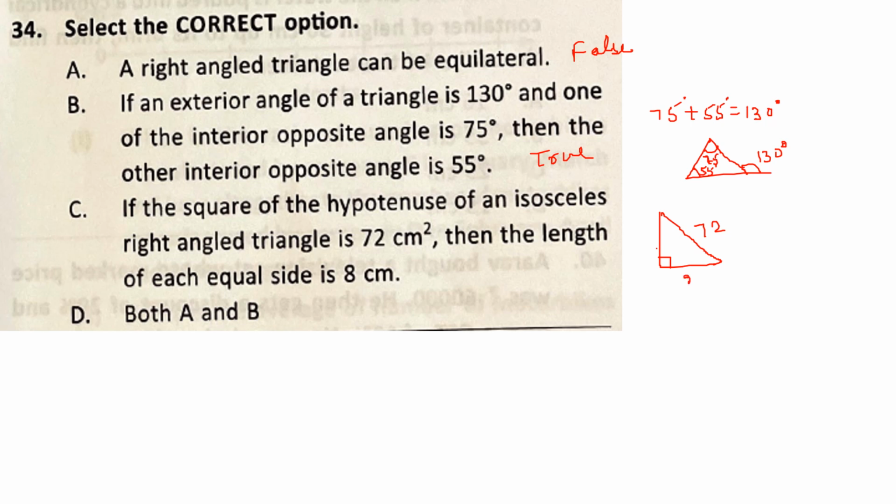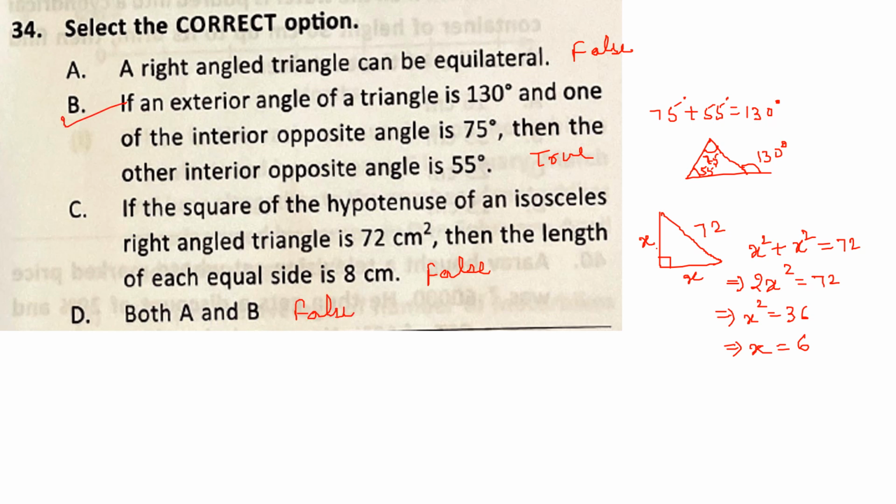I'm assuming each equal side as x, and by using the Pythagoras theorem, x square plus x square is equal to 72, because 72 is already given, it is the square of the hypotenuse. So 2x square is equal to 72. From here I will get x square as 36. So the value of x will be 6. So it is not 8. So this is also false. And the D option is both A and B. So both A and B is not correct. So this is also false. So from here I can say the correct option is option B.